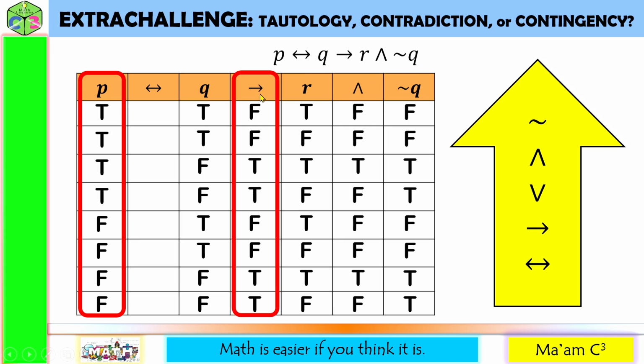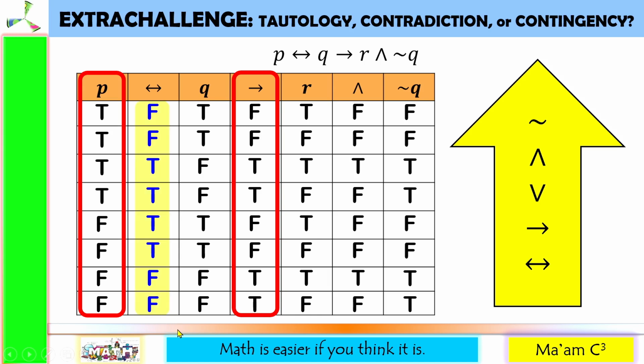So this column. For biconditional, let us recall that it is true only when both propositions are true or both propositions are false. So if you only have one true, like this one, true, false, this is false. True, false is false. We have here both true, so this is true. Both true, so this is true. Both false, so this is true. Both false, this is true. Only one true, so this is false. Only one true, so this is false.